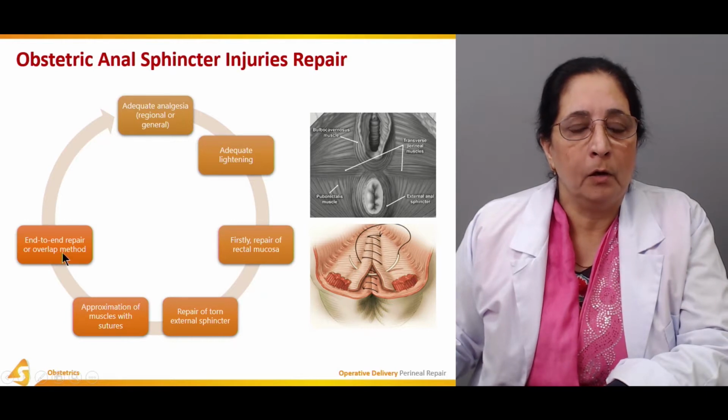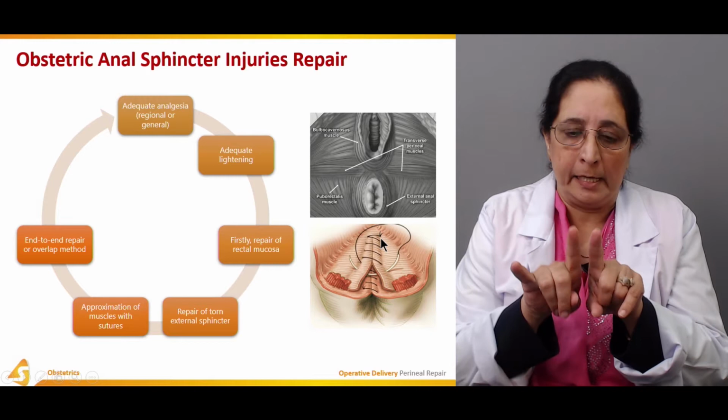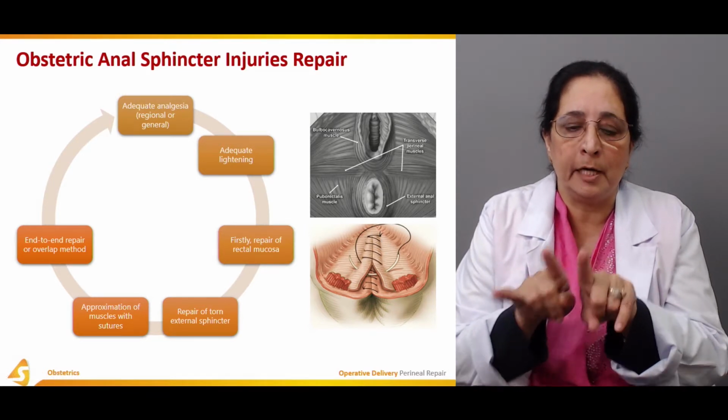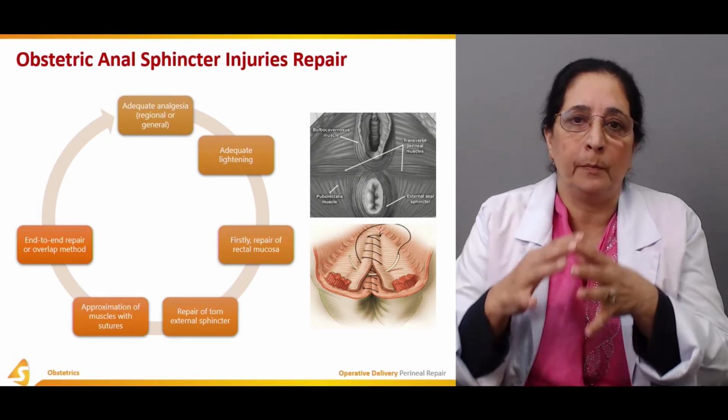End-to-end repair or overlap method. This is the picture that shows end-to-end anastomosis. Two ends are repaired, brought together, or it may overlap, with one side overlapping on top of the other.